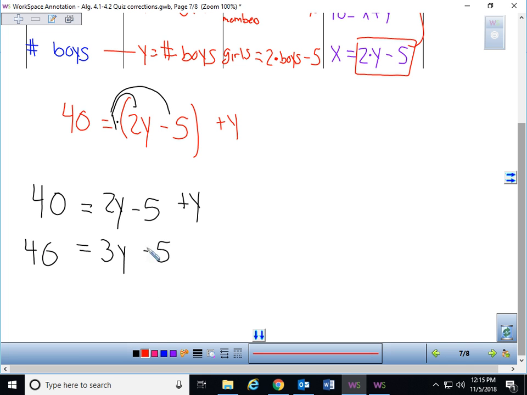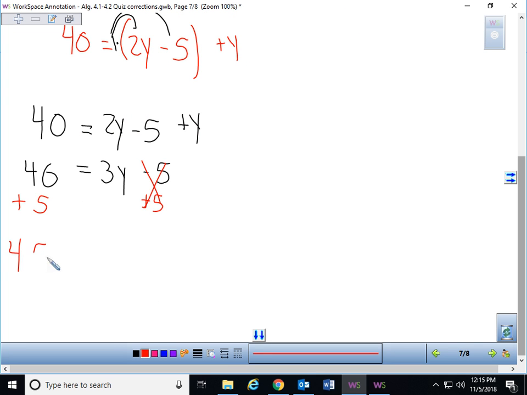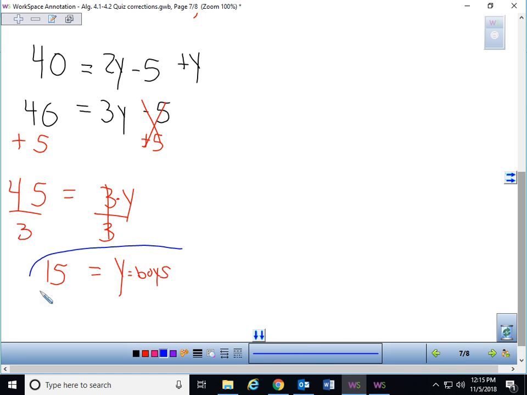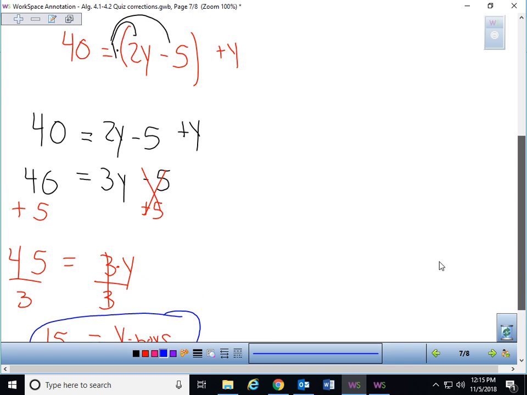Solving for y, I'm going to undo any addition and subtraction. So I'm going to undo subtraction with addition. I'm going to add 5. This gives me 45 equals 3y. Getting y by itself, I'm going to undo that secret operation of multiplication with division. I'm going to divide both sides by 3. So I have y equals 45 divided by 3. Well, that's 15. Remember, y is boys. So right now, I've already figured out how many boys. There's 15 boys.